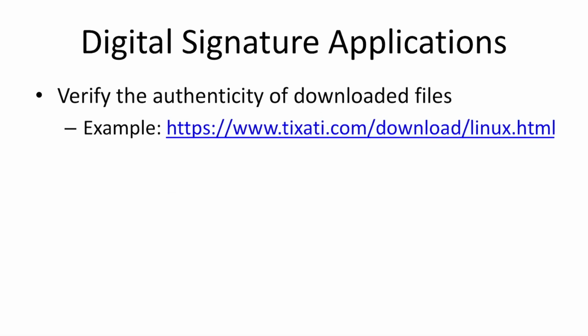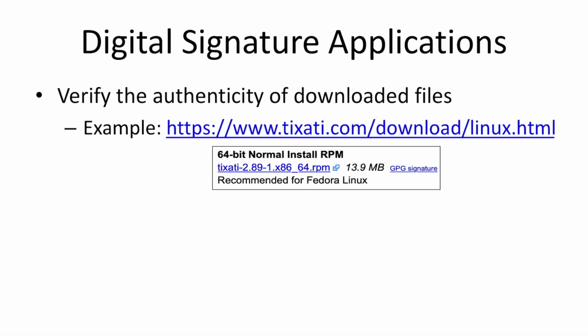So where can we use digital signatures? Well, we can use them to verify the authenticity of downloaded files. You will notice that many websites provide their digital signature next to the software download file. They also provide a mechanism to get their public key so that you can verify the digital signatures. So here is an example of one such website that provides a GPG signature with its software file that you can download and verify the signature on.